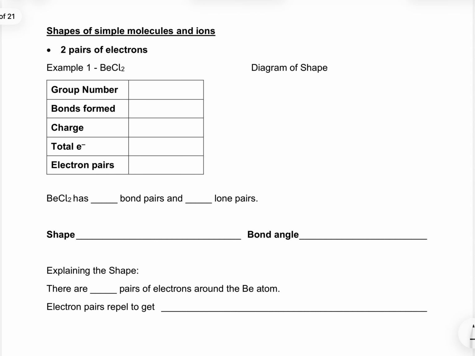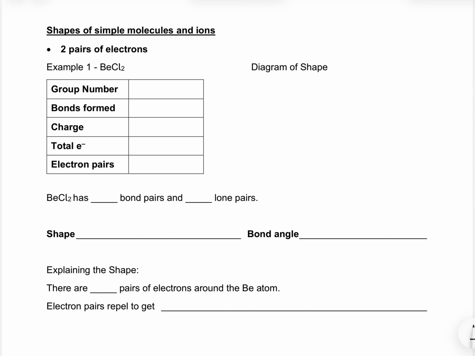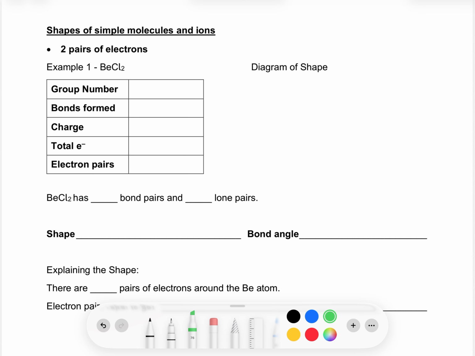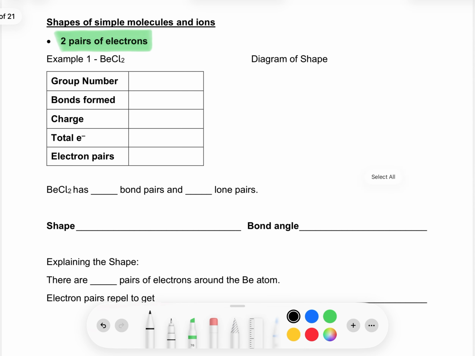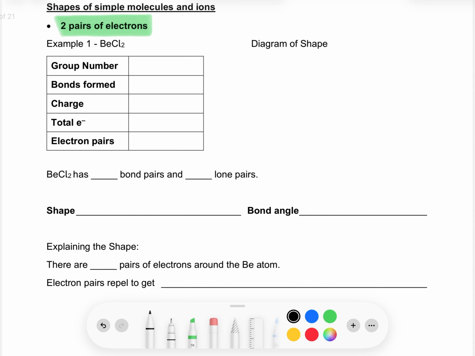So let's have a go. We're going to build up our different shapes. We're going to start with shapes of molecules where there are 2 pairs of electrons around the central atom. We're going to start with BeCl2. So the central atom is the thing that there's only 1 of, but beryllium is in group 2, so we write 2. There are 2 chlorines attached, so 2 bonds are formed. There is no charge on this, so we write 0 here. And then we add it up. So the total is 4 electrons.